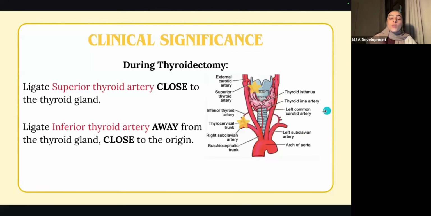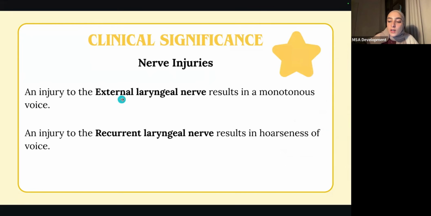Okay. So what if the surgeon accidentally damaged one of these nerves? What would happen? An injury to the external laryngeal nerve results in a monotonous voice. And what is a monotonous voice? Basically, it would sound like this.